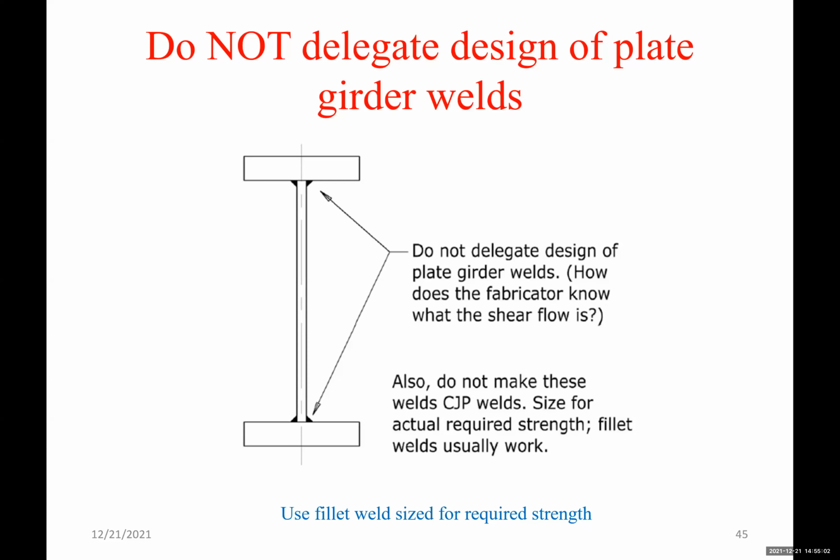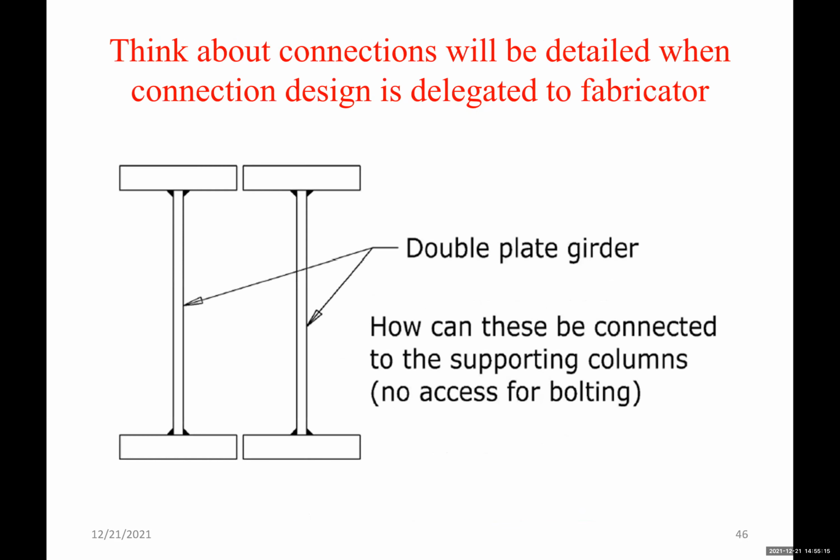And of course, use fillet weld sized for the required strength. It's easier, it's cheaper. And in cases like this, and not only cases like this, the CJP would be very, very expensive. Think about connections. Connections will be detailed when connection design is delegated to the fabricator. So if you have two plate girders like this, think about how the connections will be done in a case like that.